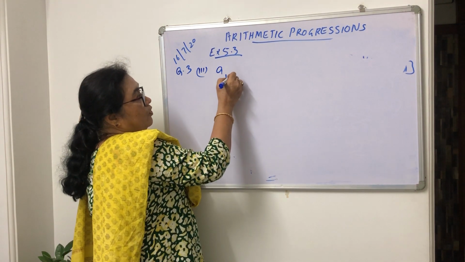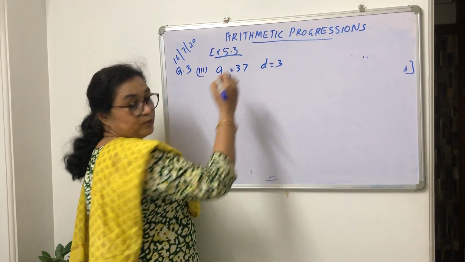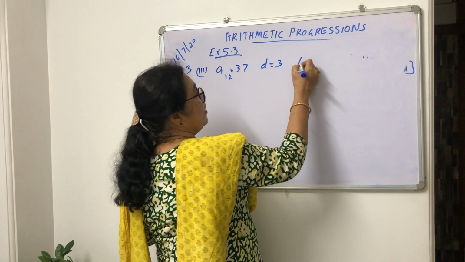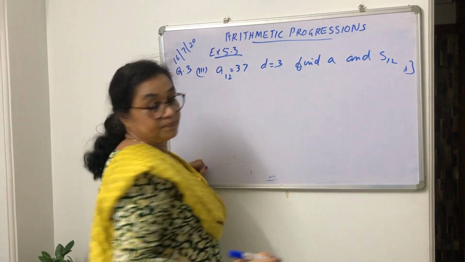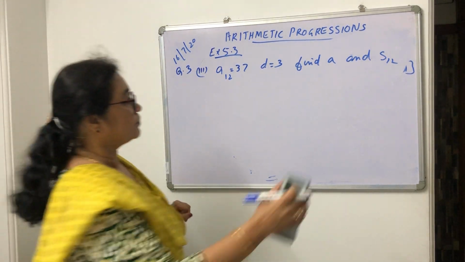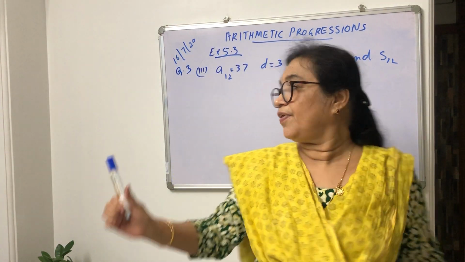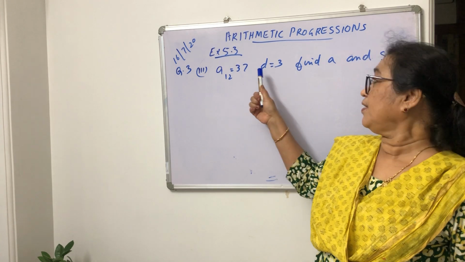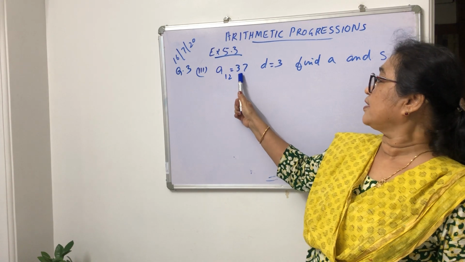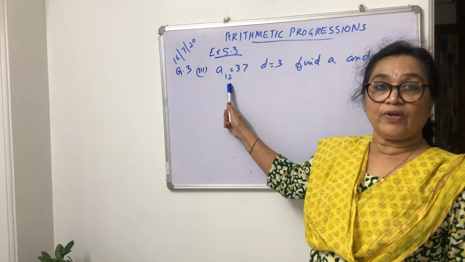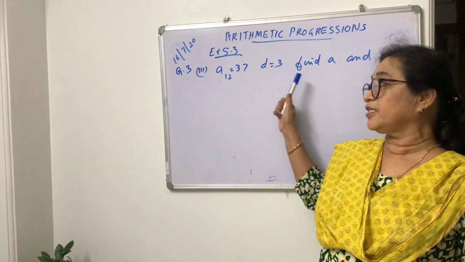So a12 is equal to 37. d is equal to 3. Find a and S12. A12 is 37, d is equal to 3. What is a12? A12 is a plus 11d. That is an is equal to a plus n minus 1 into d.